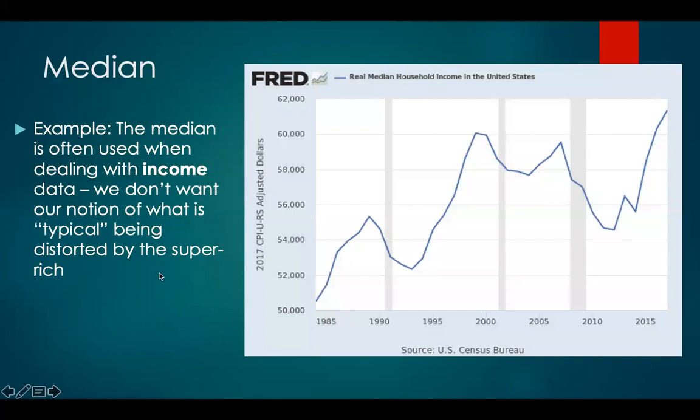So an example of when a mean might not be best representative of central tendency in a distribution is when looking at income data. So the median is often used instead of the mean when dealing with income data because we don't want our notion of what is typical in terms of income being distorted by the super rich.